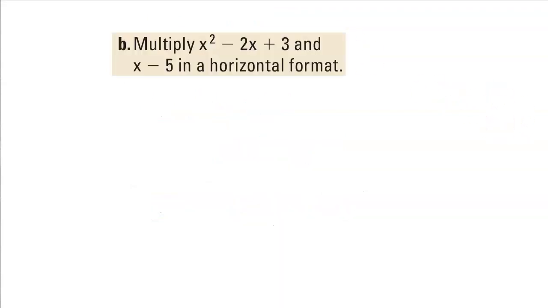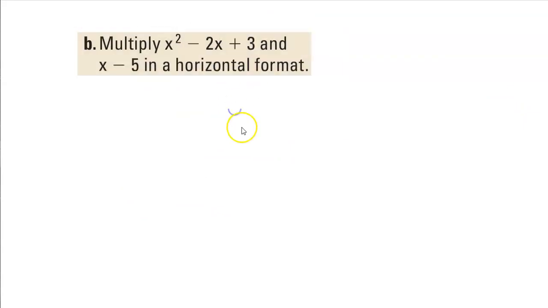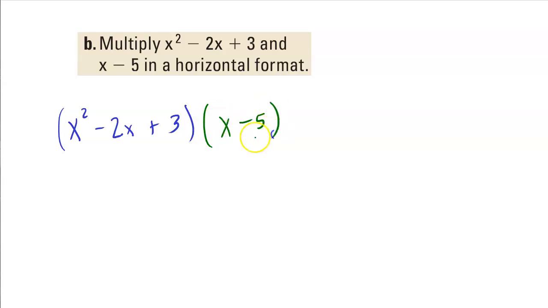Okay, so let's try another one. The second part of this problem says multiply polynomials but in a horizontal format. So again, same idea here. We're going to have x squared minus 2x plus 3. And I'm going to multiply that by the second one, which is x minus 5.